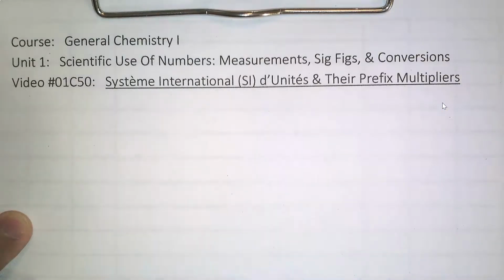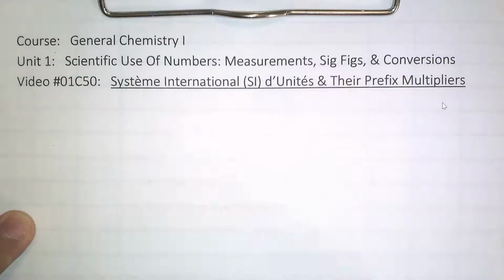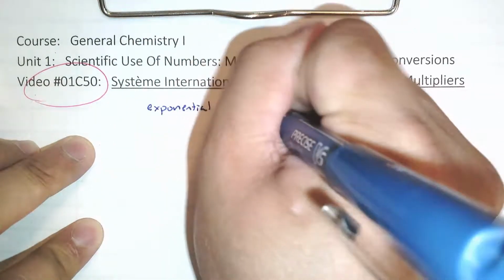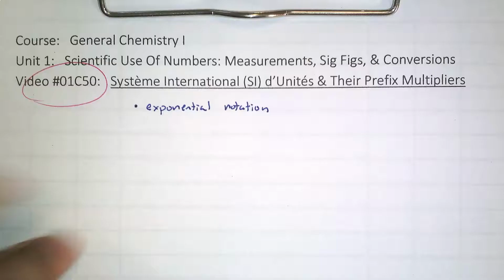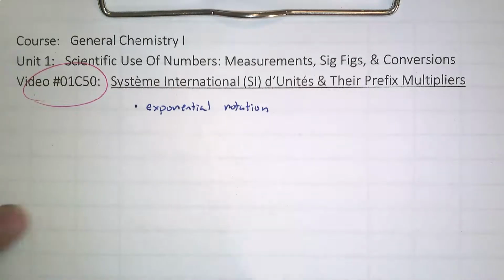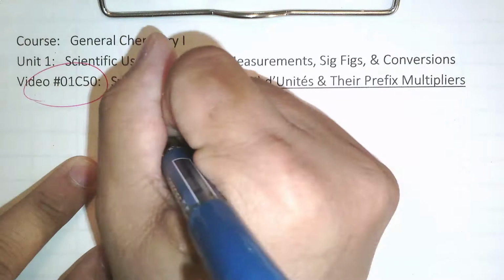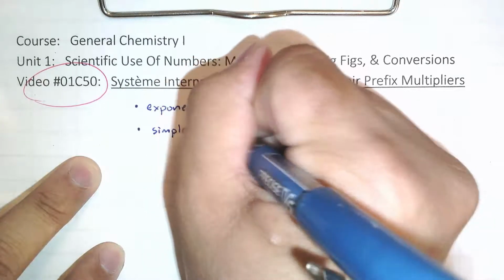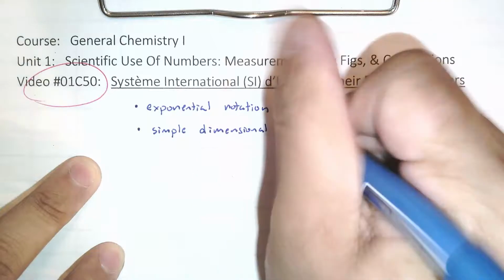Okay, besides talking about SI units and their prefix multipliers in this video, I just want to remind myself that I also want to discuss exponential notation. And we are going to do a very simple thing called dimensional analysis, or a very simple type of dimensional analysis. We'll get into more complicated dimensional analyses in other videos, but I do want to introduce that here.